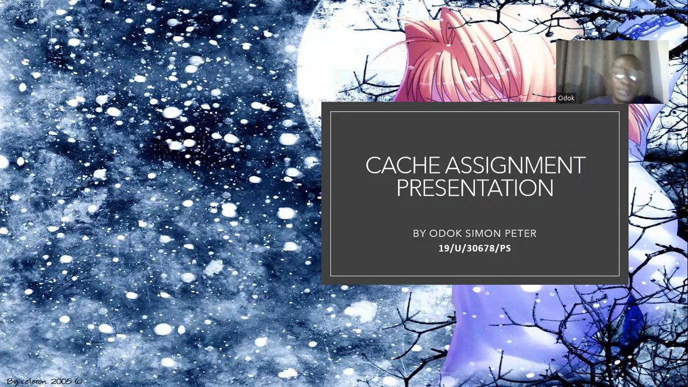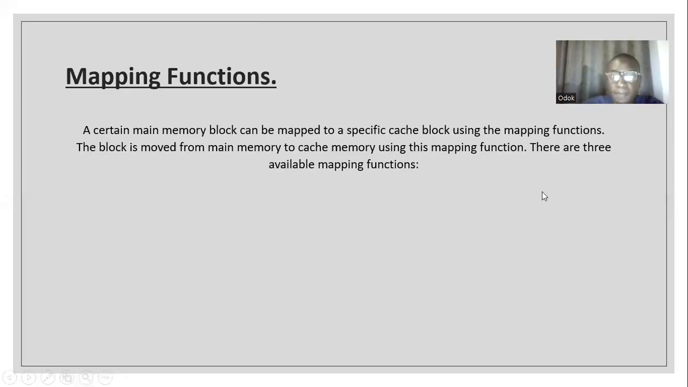Let's talk about cache mapping. According to our slides, you see cache mapping. Using the mapping function, a certain main memory block can be mapped to a specific cache block. The block is moved from the main memory to cache memory using this mapping function. And there are three available mapping functions. For example, let's talk about direct mapping. Each block from the main memory has only one possible place in the cache organization with this technique.